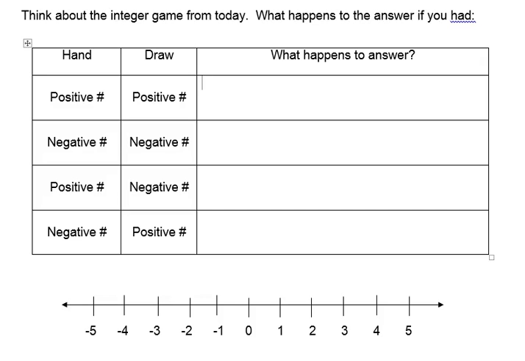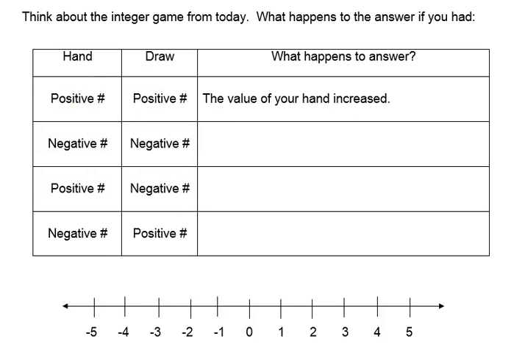What happened today if you had a positive number in your hand and you drew a positive number? The value of your hand increased. If you had a positive 2 in your hand and you drew another positive 2, the sum of your hand would be 4. So the value of your hand increased.